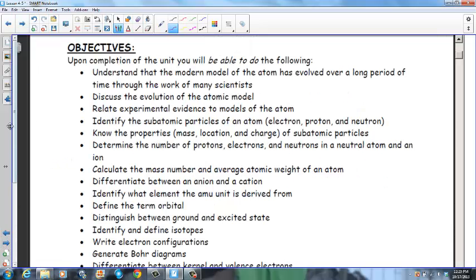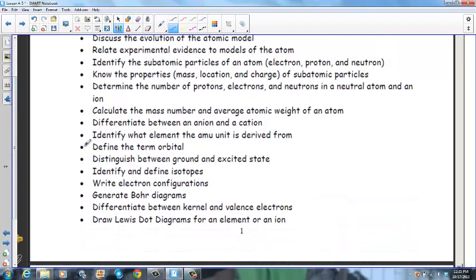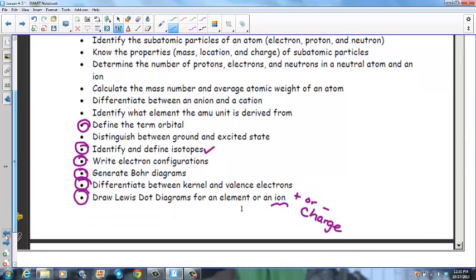All right, so our objectives, we are going to distinguish or define the term orbital. We will identify and define isotopes, which we actually kind of done already. We're going to write electron configurations, generate Bohr diagrams, and differentiate between kernel and valence electrons, as well as draw Lewis dot diagrams for an element or an ion. So remember, ions have a positive or negative charge due to loss of electrons or gain of electrons.